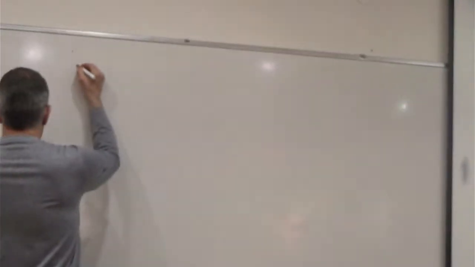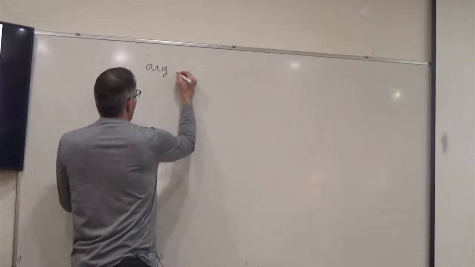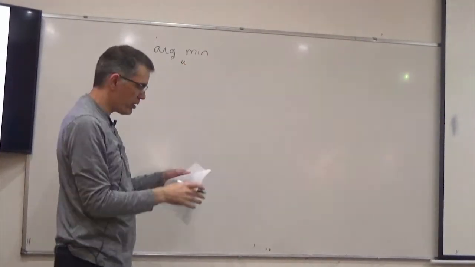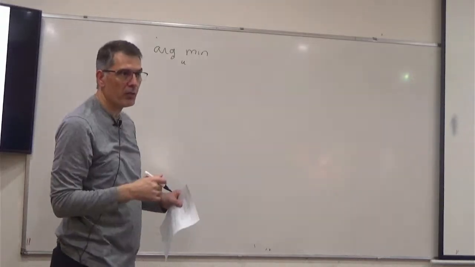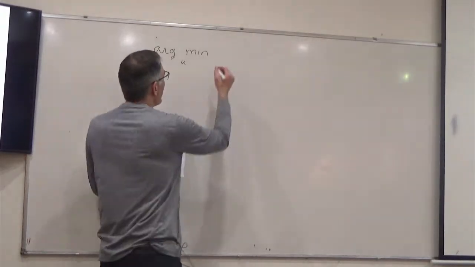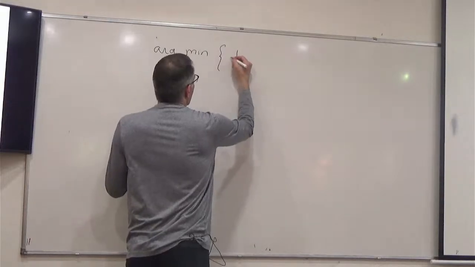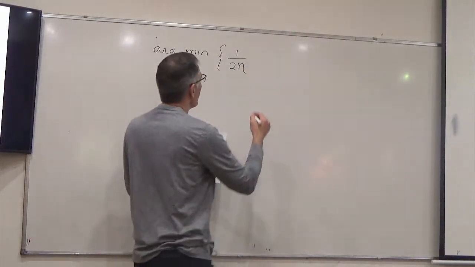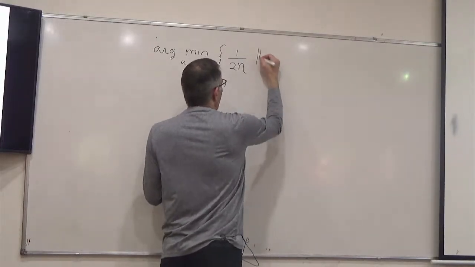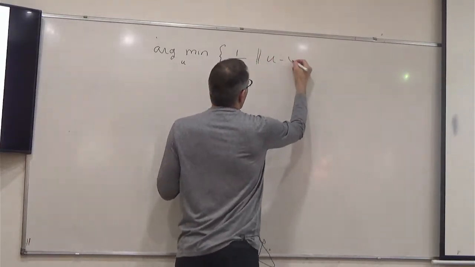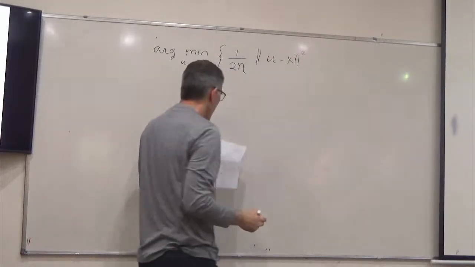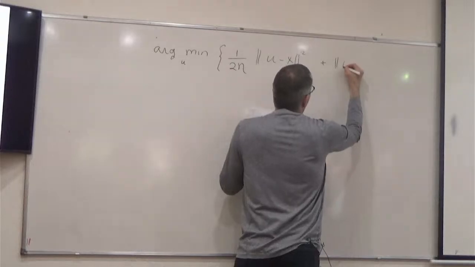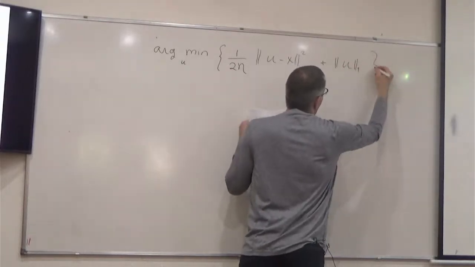So I want to look at this problem here. That's a centralized version of what we'll do in a minute. So we start, again, with an easy problem, and then we'll step on to a more general problem. So here I have 1 over 2 eta, norm of u minus x squared, plus the one norm of u.